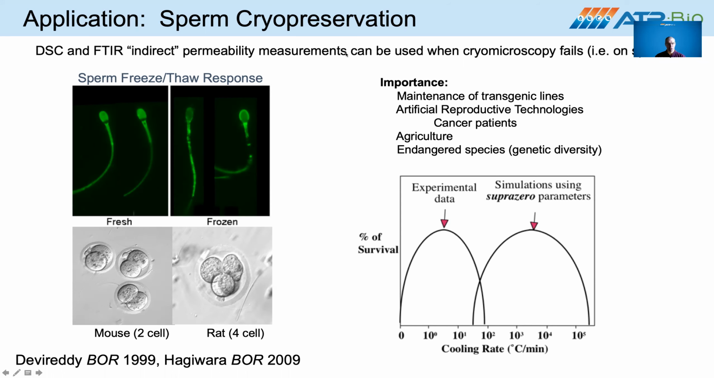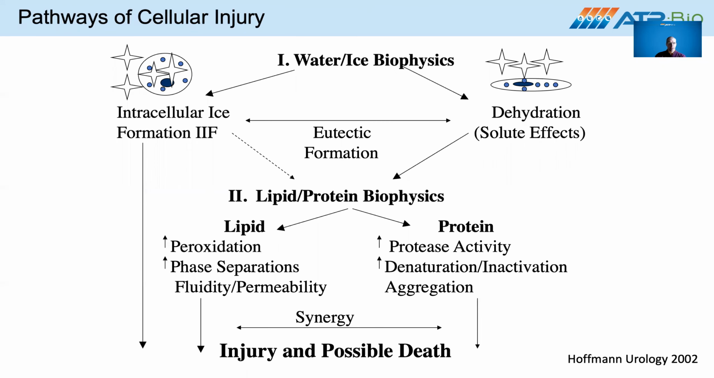So this is just an example of how FTIR could be used. It also relates a little bit to cell injury. So now that we've learned that there's this biophysics of dehydration and intracellular ice formation, the next layer is really, where are the injury mechanisms to the lipids and the proteins that would lead to cell death? Of course, ultimately we want to avoid those so that we can have preservation.